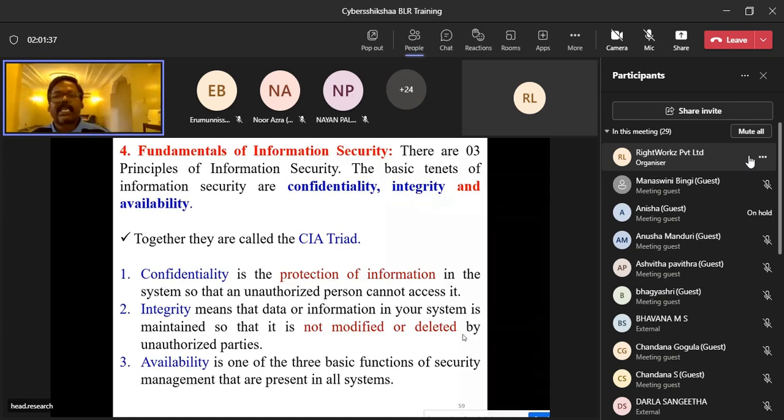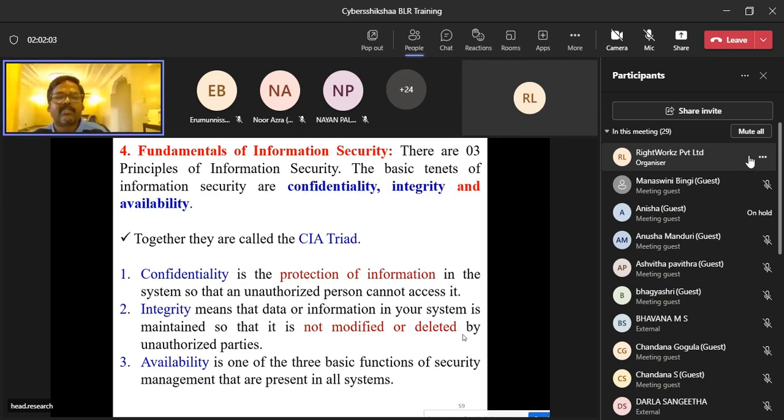The basic tenets of information security are confidentiality, integrity and availability. The CIA triad is nothing but confidentiality, integrity and availability. The definition of confidentiality is the protection of data or information at the system level, server level or data center level so that an unauthorized person cannot access it.